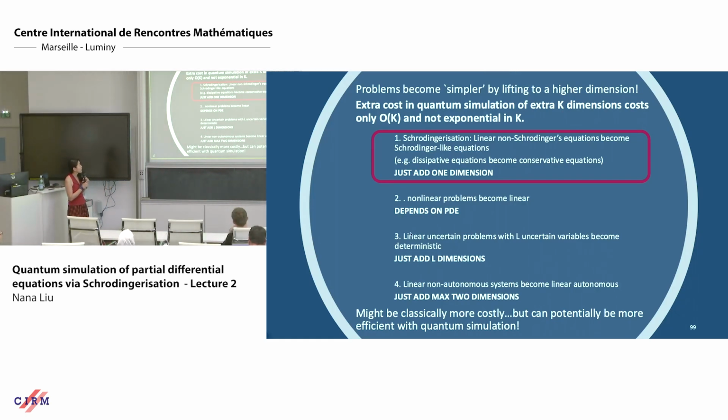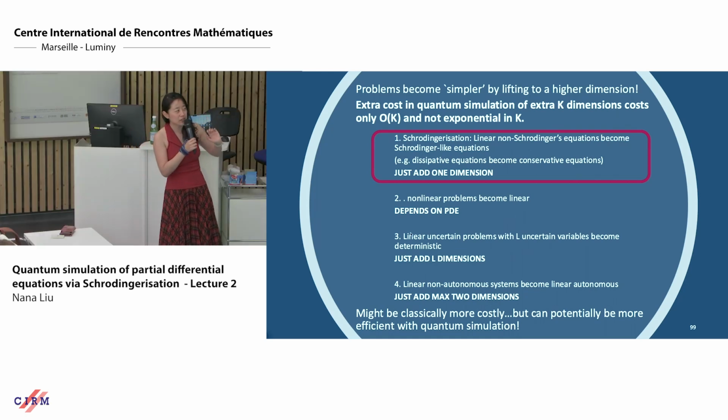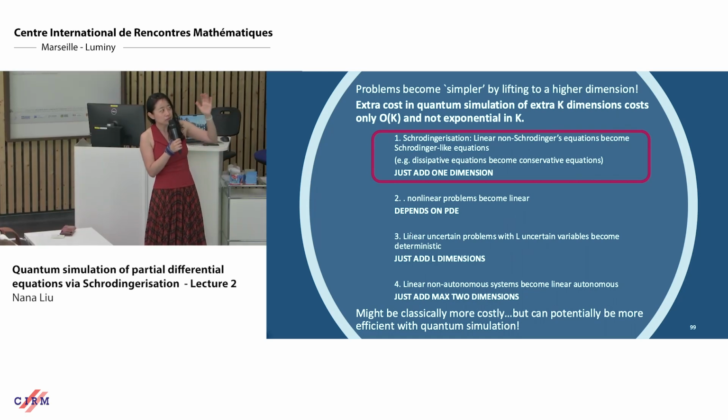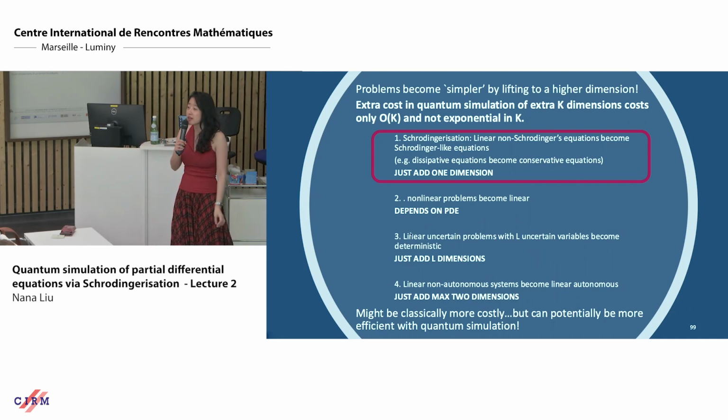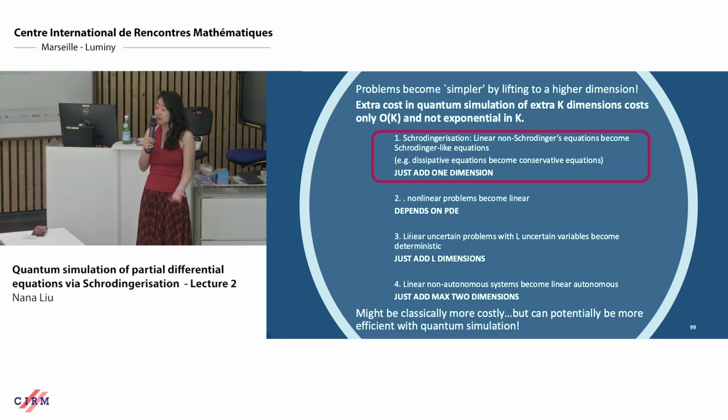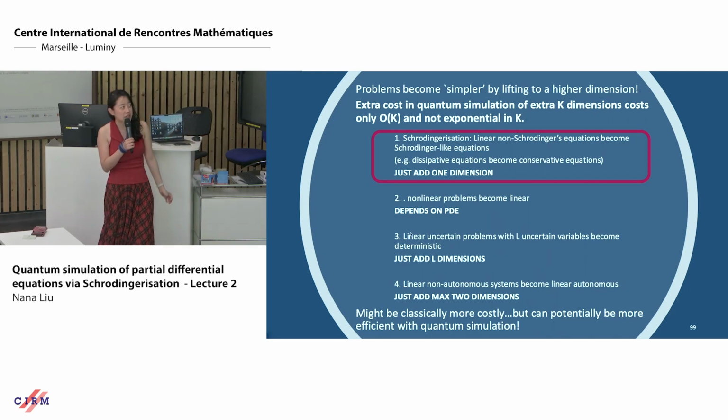Everything we've covered is within the context of a larger program of thinking about dilation. Here it is saying if we have linear homogeneous PDEs, we just add 1 dimension to make it Schrodinger. This is one type of dilation. Tomorrow I'll talk about what happens when we have nonlinear problems. It turns out that for some classes of PDEs, we can also perform a dilation to make them linear PDEs, and then we can use Schrodingerisation. So how do we dimension lift so that nonlinear becomes linear?